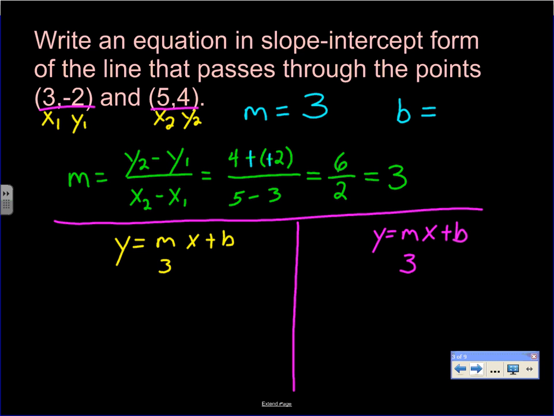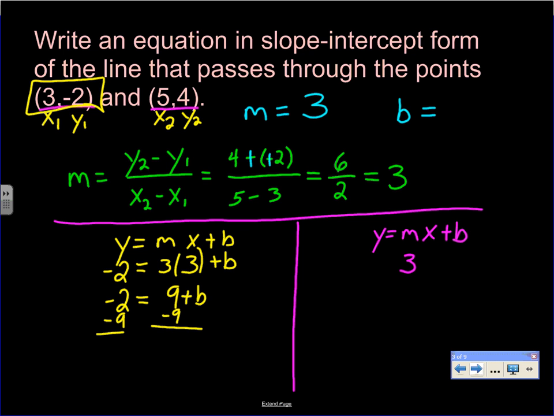So if we look here, we're going to use the first point right here, (3, -2). So x is going to be 3, y is -2. And we work this out. 3 times 3 will give us 9. And we're trying to get b by itself, so we subtract 9 from both sides. -2 minus 9 will give us -11. Those cancel, so b is equal to -11.